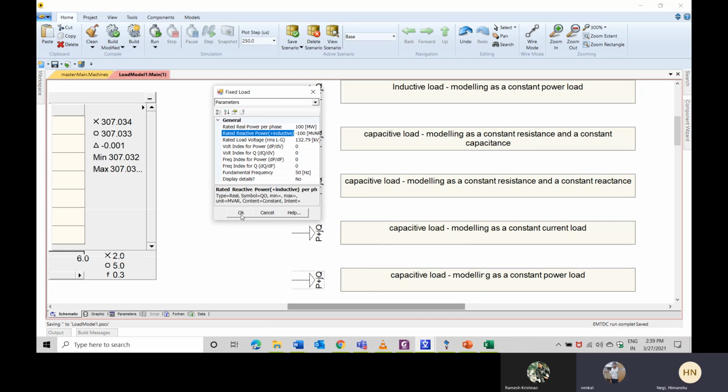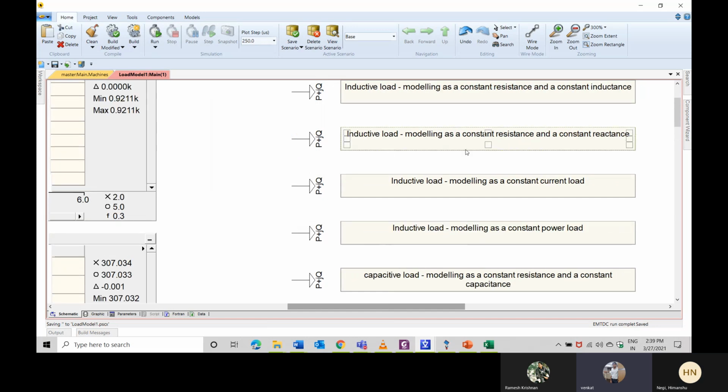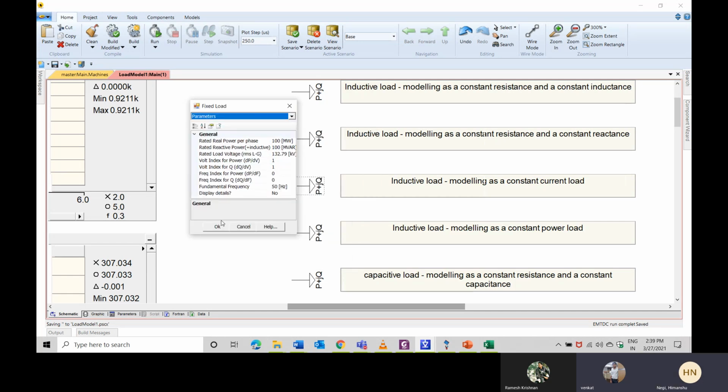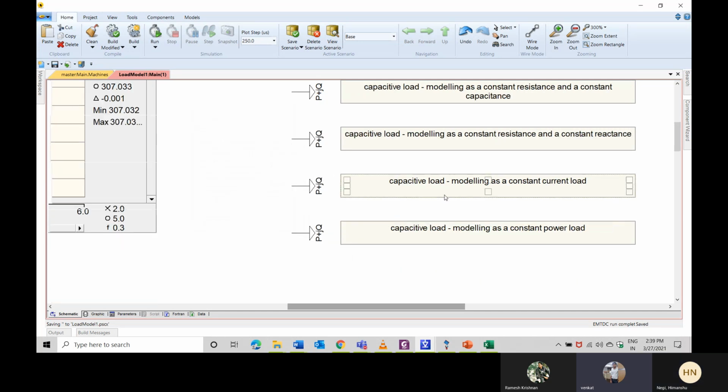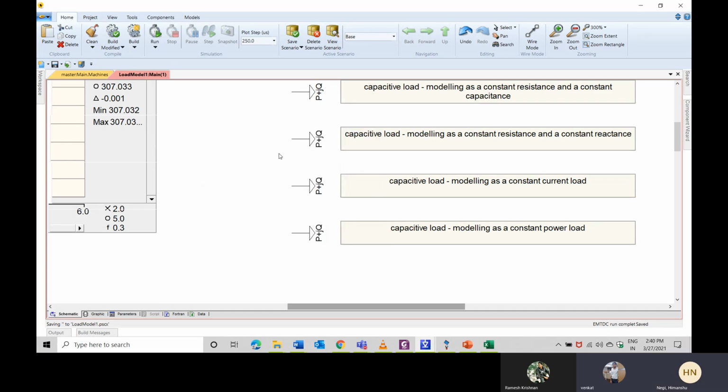Then the next thing is the inductive load, modeled as a constant current load. In this, you will put a ZI, so you will put 1 1. Yes, I will put 1 1. Then the same goes for the capacity load also. There will be a negative mark in between, and I will put 1 1.